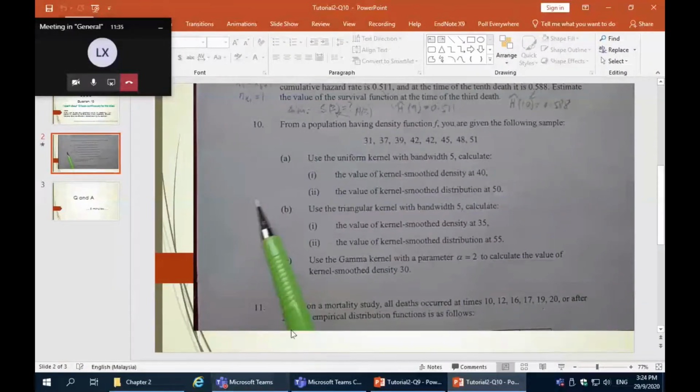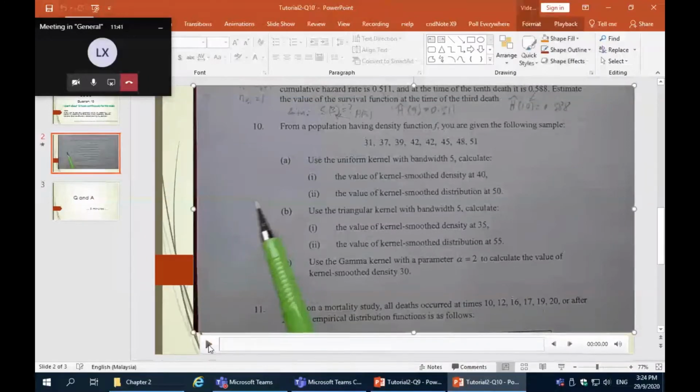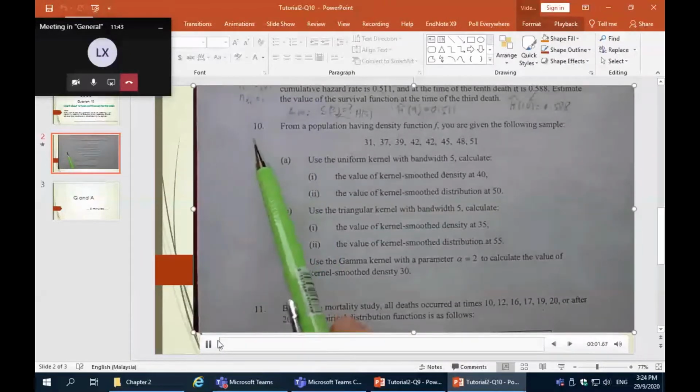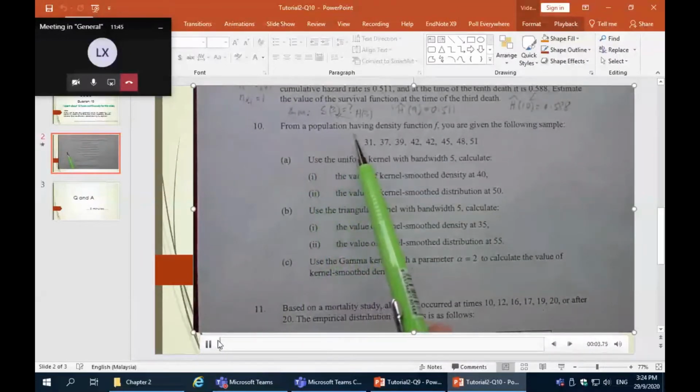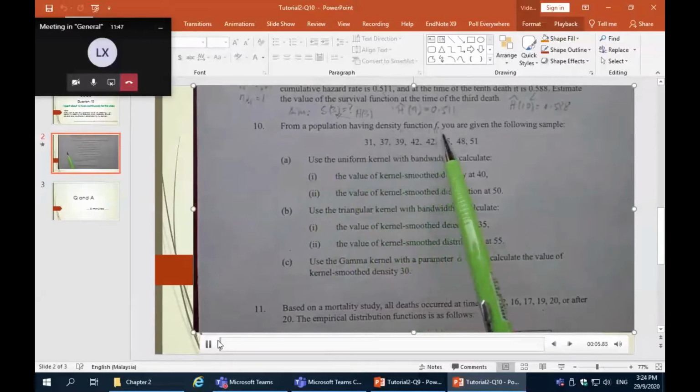So we go to this question number 10. Okay, here we go. Question number 10. From a population having density function f, you are given the following sample. That is this, from 31 to 51.